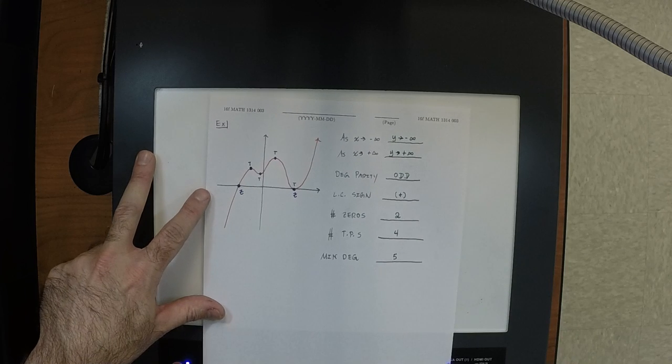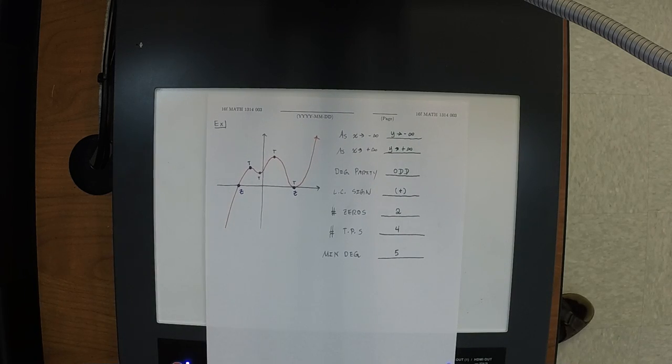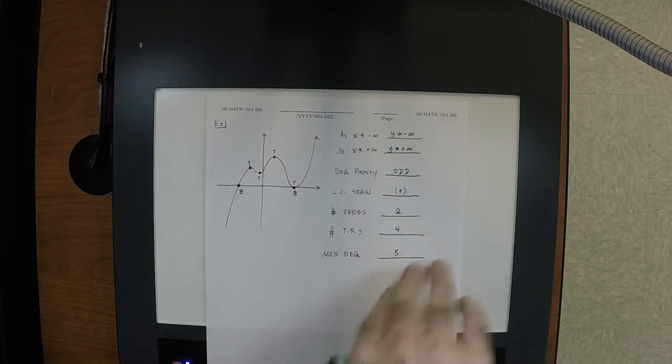So could the degree be six? Yes. Yeah. So I got yes, and I also got no. It cannot have degree six. Could be seven. Couldn't be eight. Might be nine. Okay, good. So any question about this exercise? Okay.